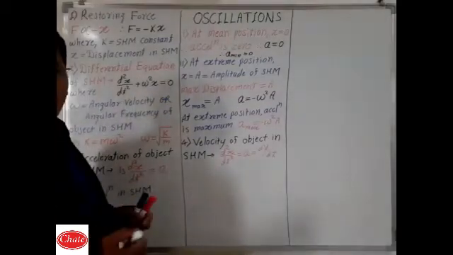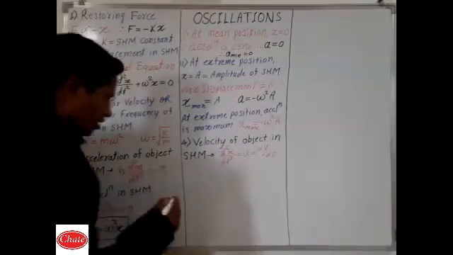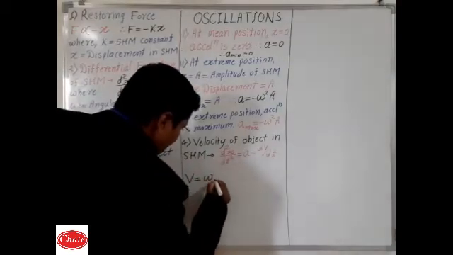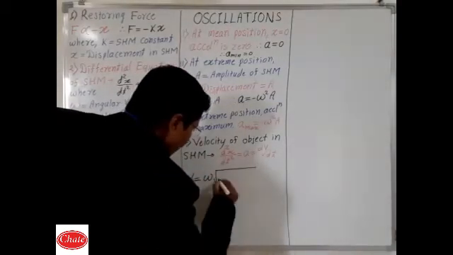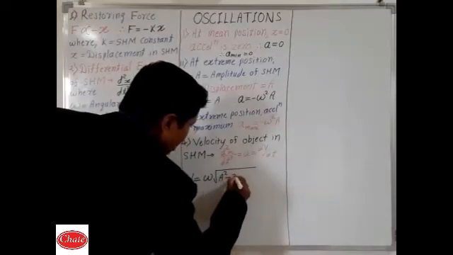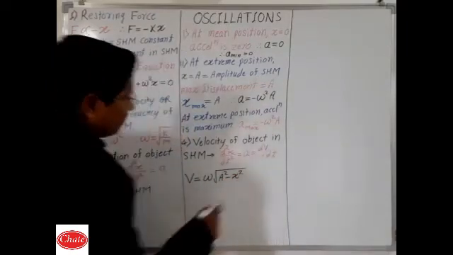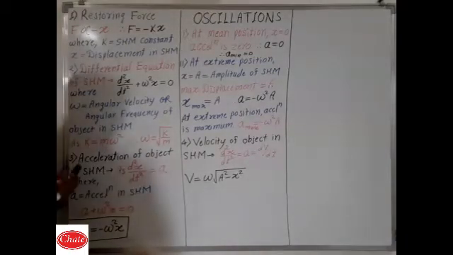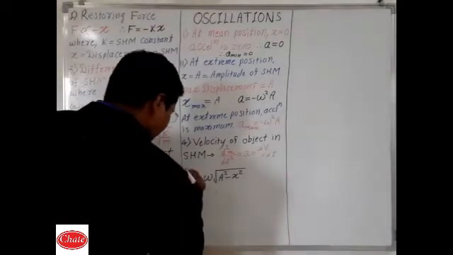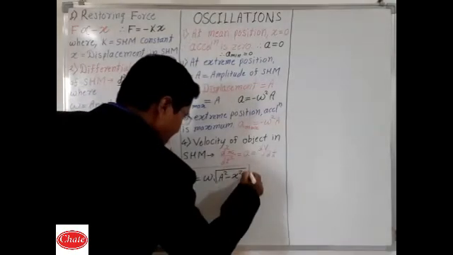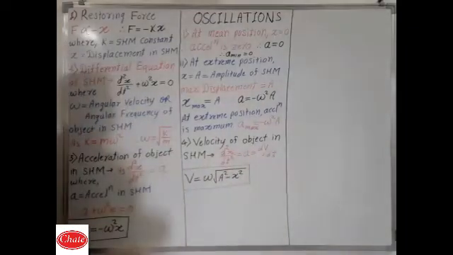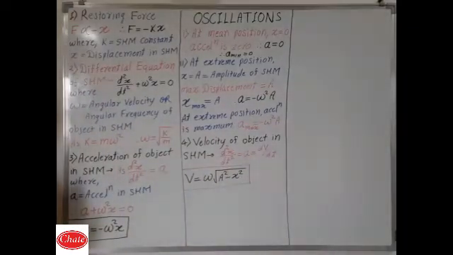What is the equation of velocity? v is equal to omega square root of a square minus x square. Any doubt? हे velocityचं इक्वेशन. समजलं ना?